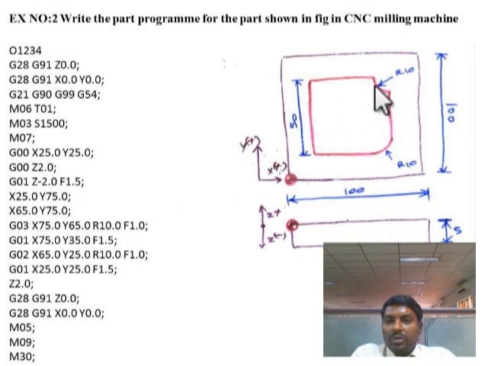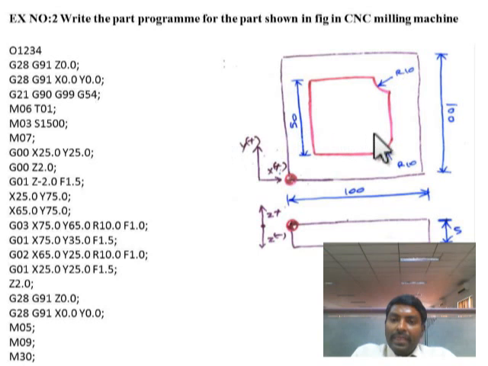Now we have to move the tool from here to here. This is circular interpolation, in a counterclockwise direction. If you move the tool from here to here, it is counterclockwise, so I have used G03. This point is X75 and Y65 and R10 and F1.0. F1.0 means the feed rate, and R means the radius.